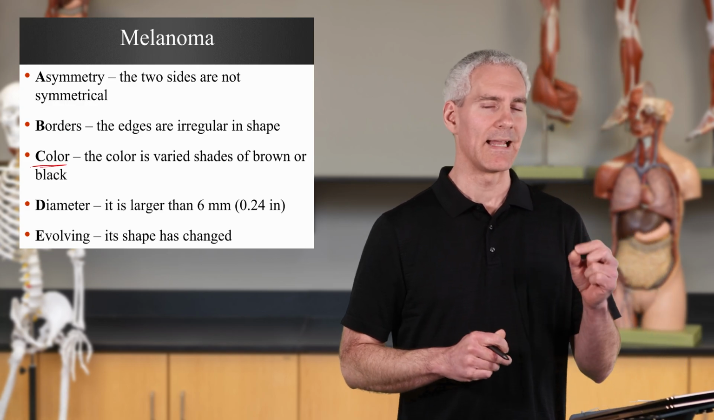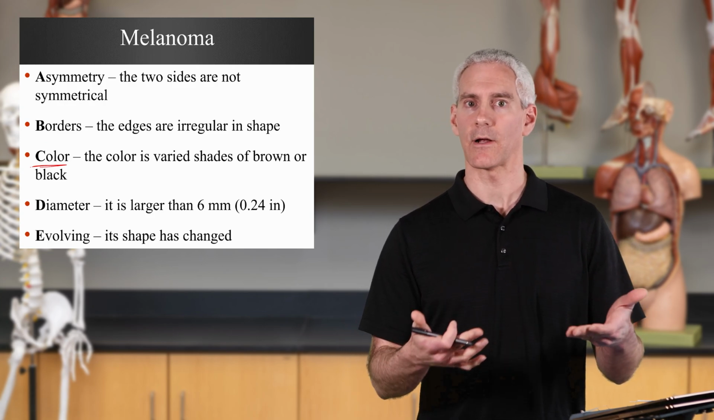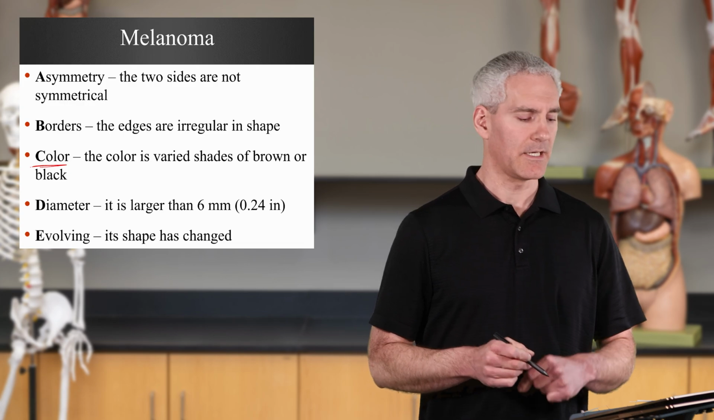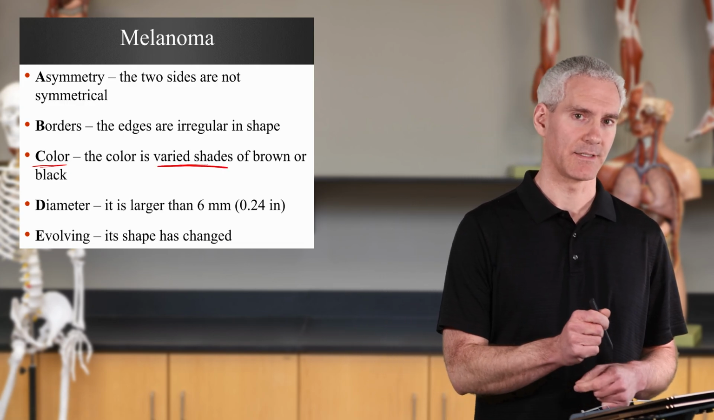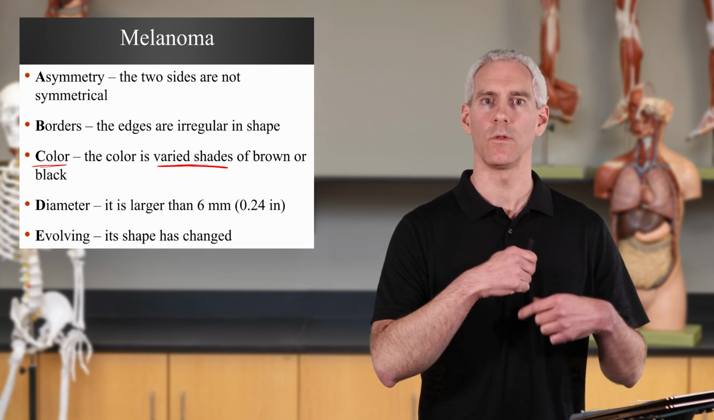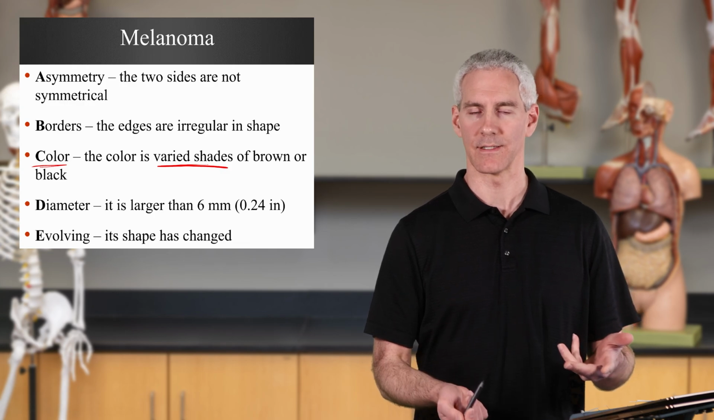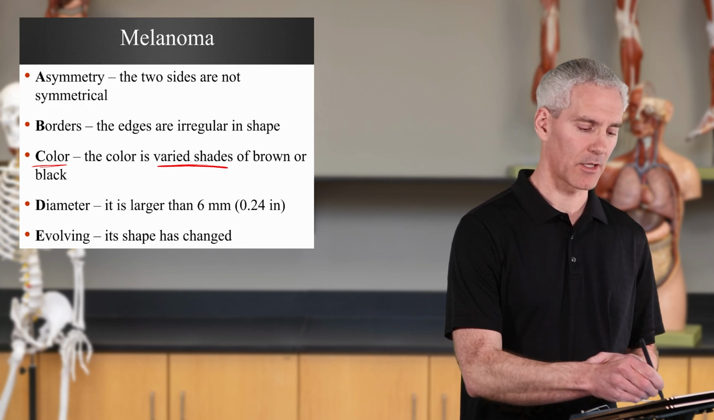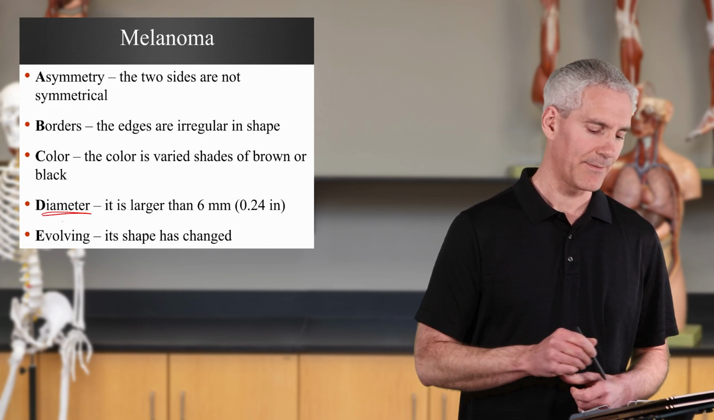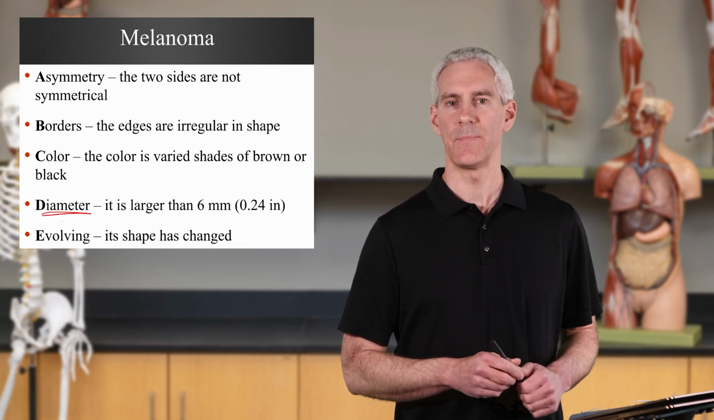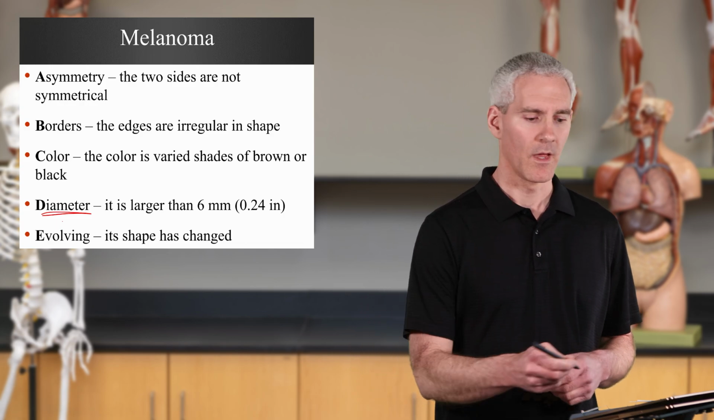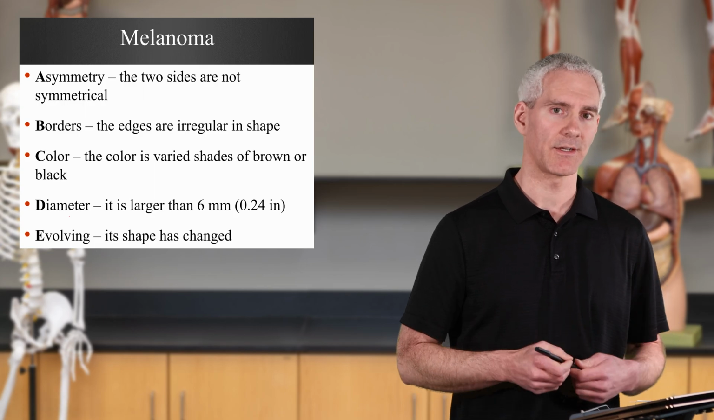Color. Now, obviously you can have moles or freckles that are browns and blacks. You can have reds. But the key here is varied shades. So you have varying coloration within the same mole or freckle or tumor or wherever it is. So having different colorations, not one consistent even color. Diameter, larger than 6 millimeters. 6 millimeters, think of the size of a pencil eraser, give or take. So if it's larger than that, something to be checked out.